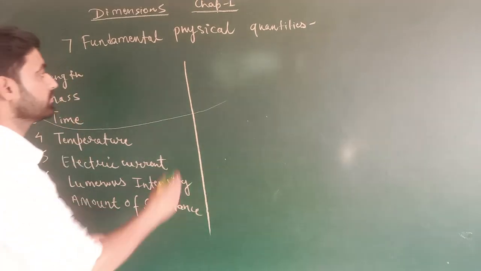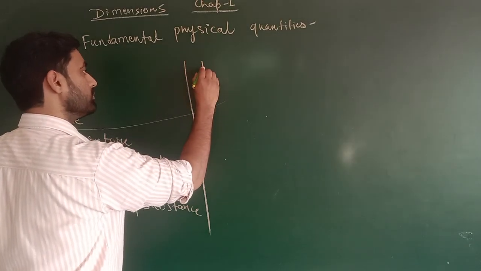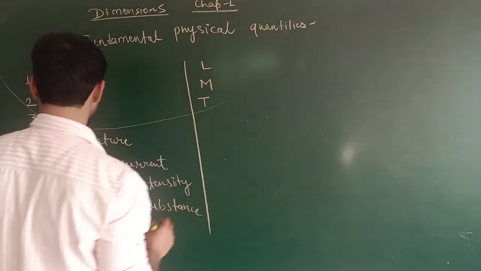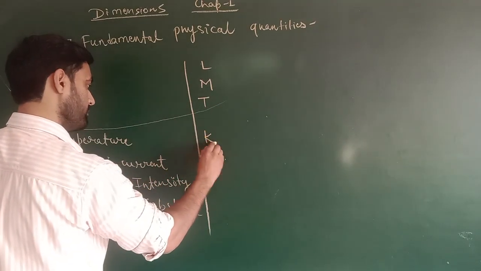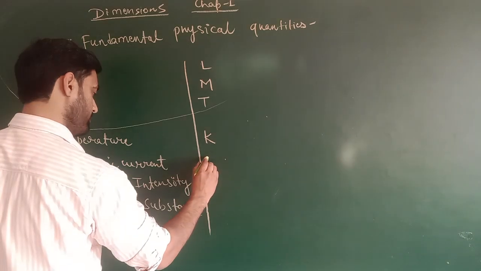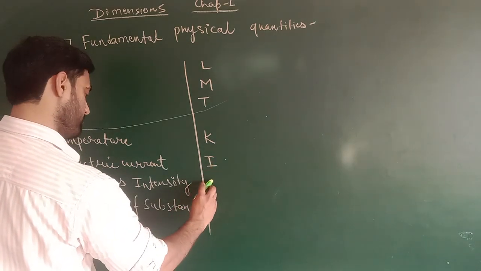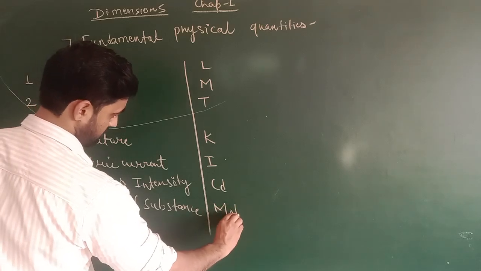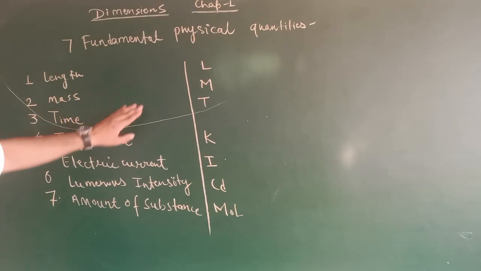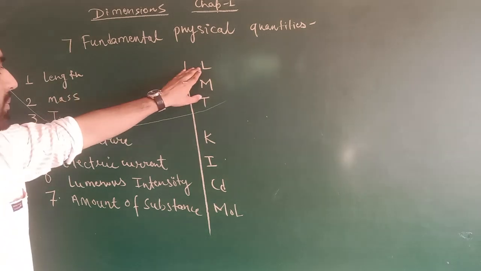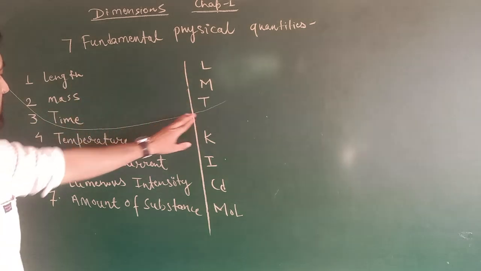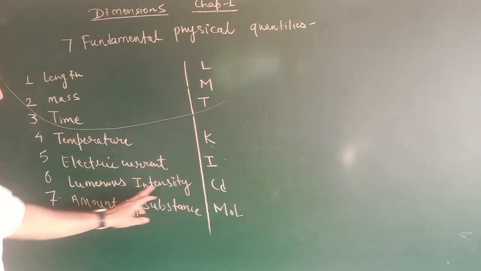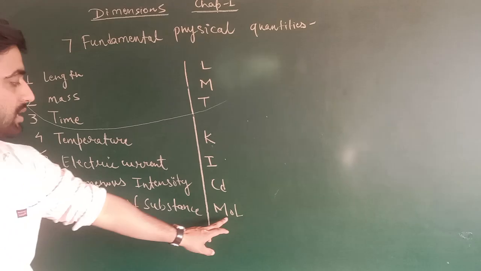Their symbols are these. For length we use capital L, mass capital M, time capital T, temperature capital K, electric current I, luminous intensity CD, amount of substance mol.